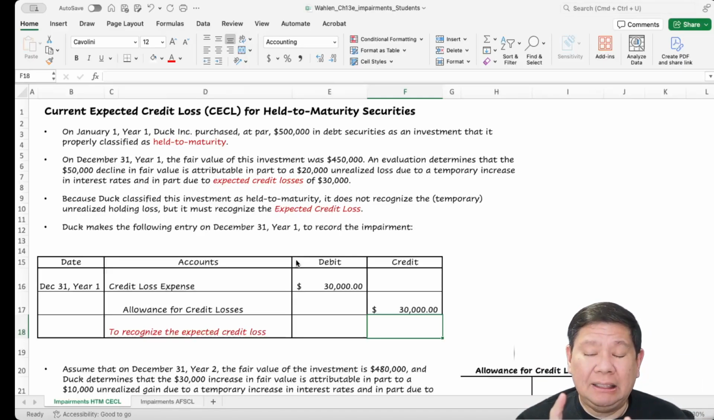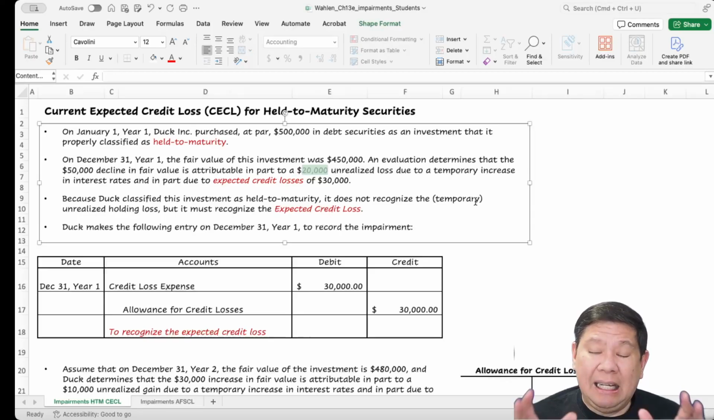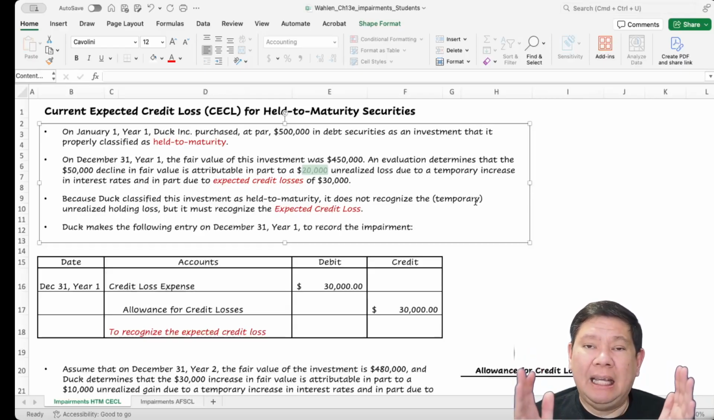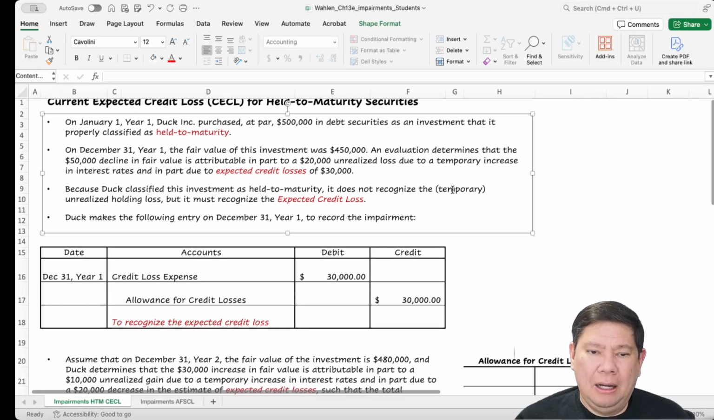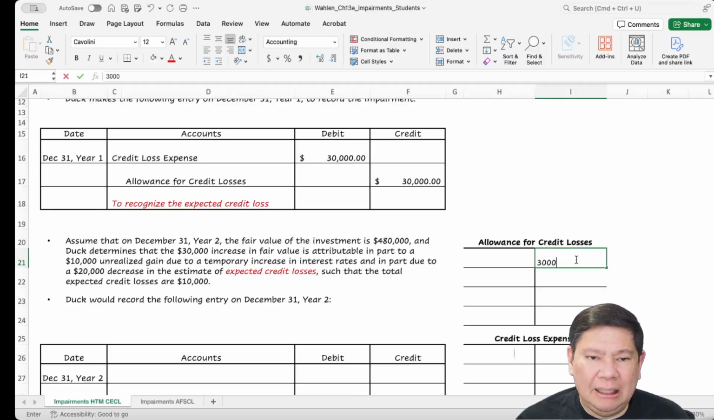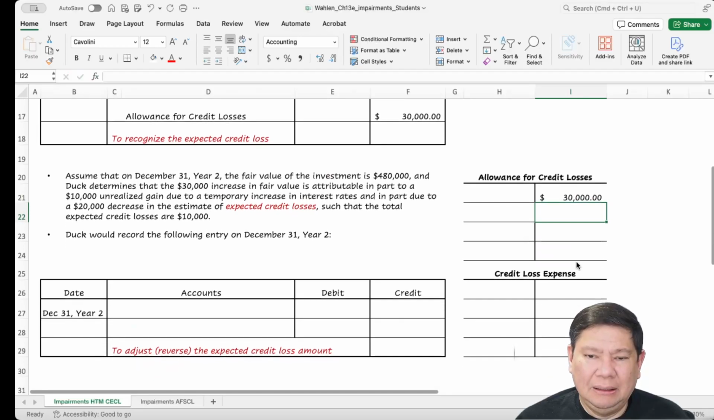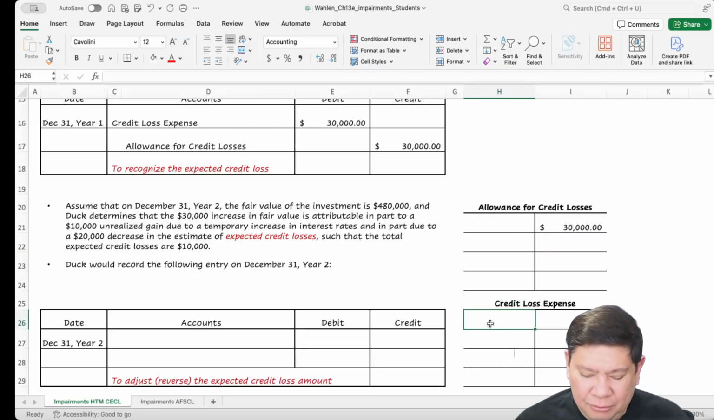$470,000. Why 470 and not 450? Because the $20,000 of the decline is the result of the change in interest rate. And interest rate does change every day, so we don't have to worry about that. We just need to worry about the expected credit losses. Okay, so now we have this allowance of $30,000 on credit and credit loss expense of $30,000 in year one.